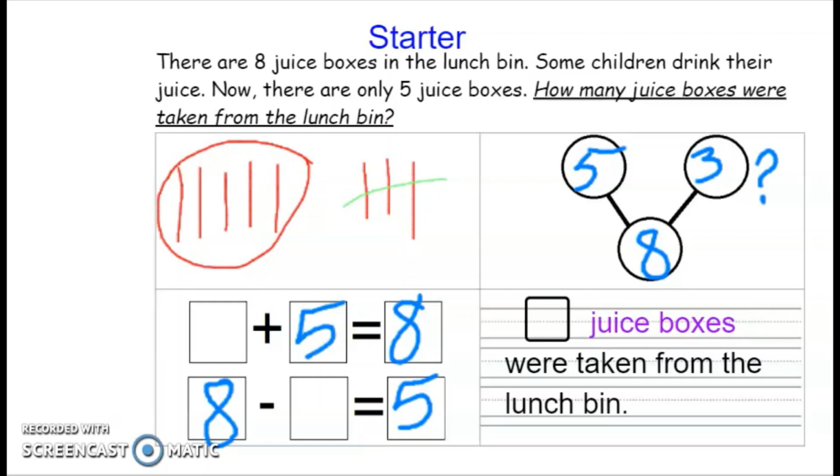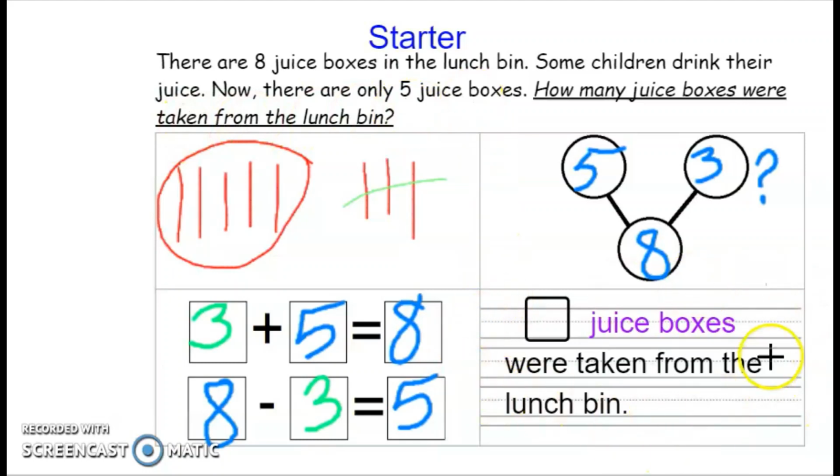Looking back at my picture and number bond, I see that my missing part is 3. 3 represents the juice boxes that were taken, which we didn't know at the beginning. And then also, it's the missing part in our subtraction sentence as well. To finish up our starter problem, let's go ahead and answer our question, which was, how many juice boxes were taken from the lunch bin?